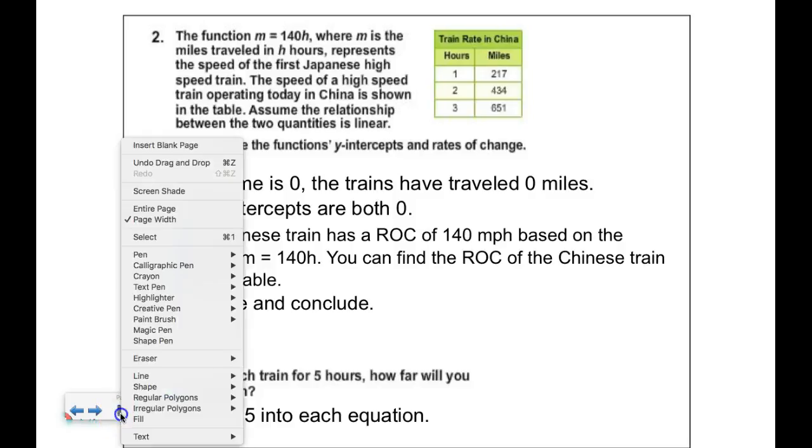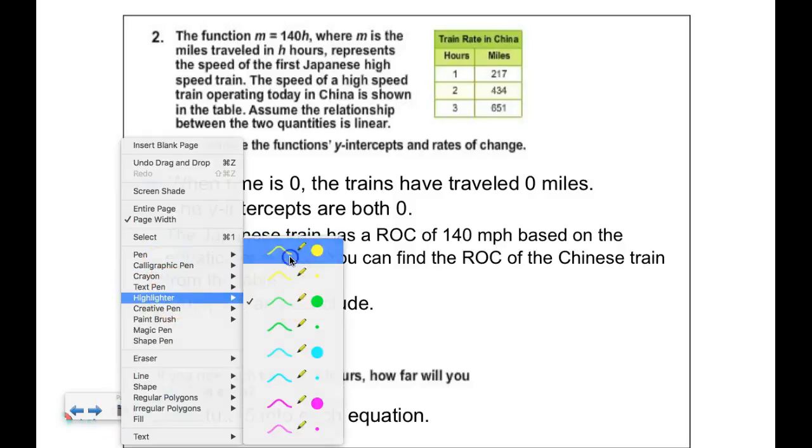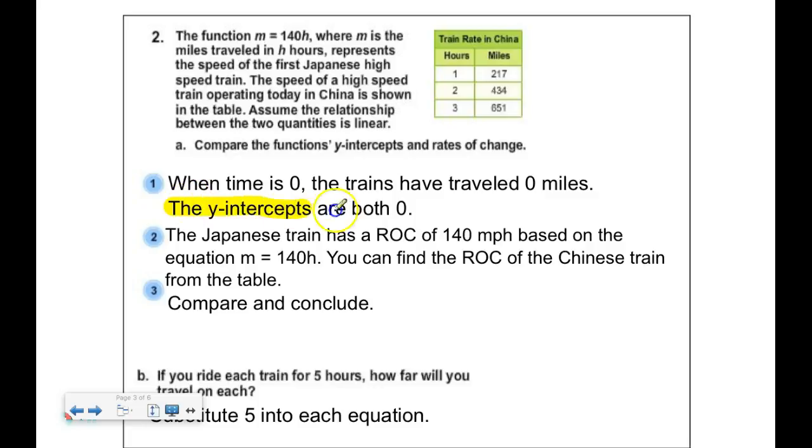So if I was going to graph this, which I'm not, but if I did, the origin would be the y-intercept for both of these lines. They would both start at 0, 0. So that's the first part. It says compare the y-intercepts. Okay, I just did that. The Japanese train has a rate of change of 140 miles per hour based on the equation m equals 140h.